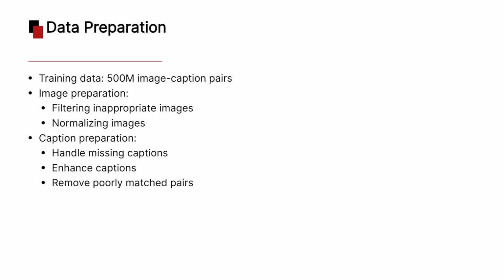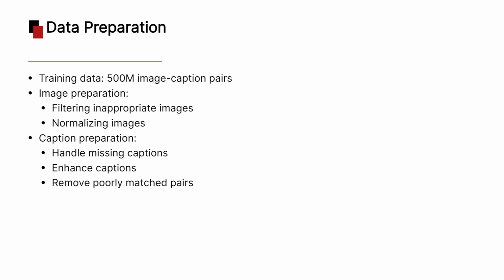In our text-to-image generation system, data preparation is absolutely critical because the quality of the model will be directly determined by the quality and relevance of our training data. We start with a massive dataset, 500 million image caption pairs, which offers a rich foundation but also demands careful curation. On the image preparation side, we first filter out inappropriate or NSFW content to ensure safety and compliance, especially if our model is going to be used in a public or commercial context.